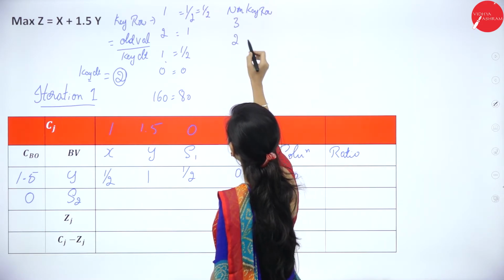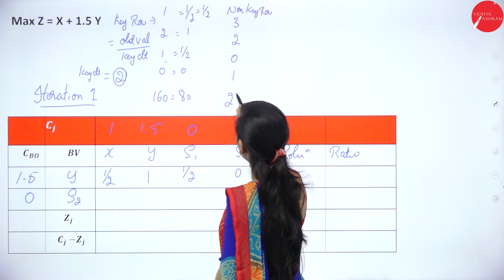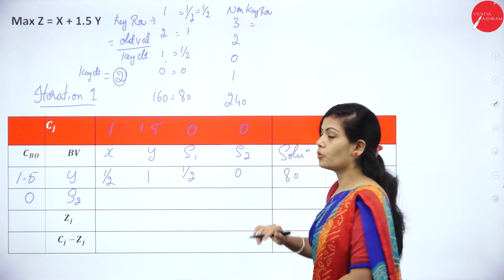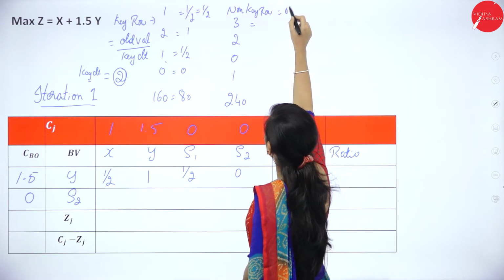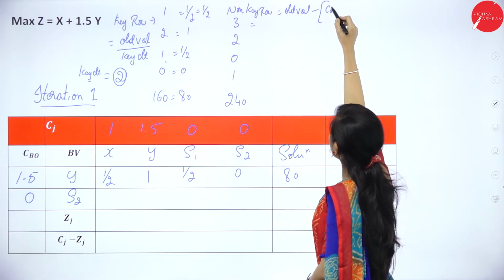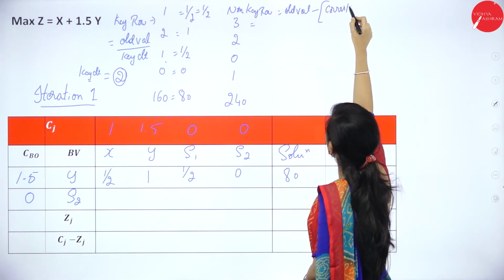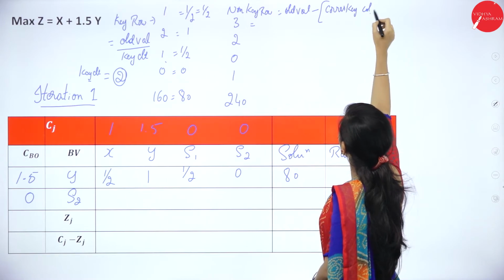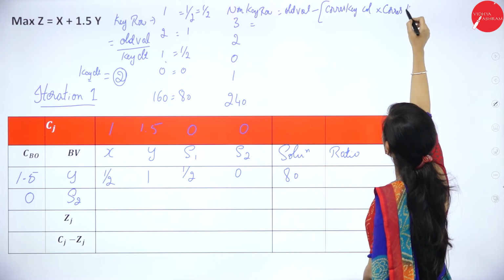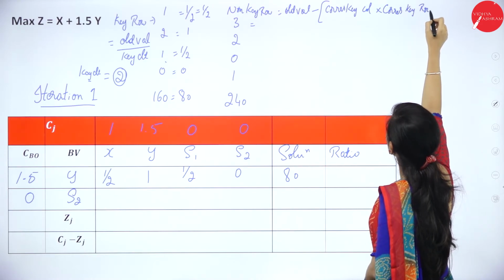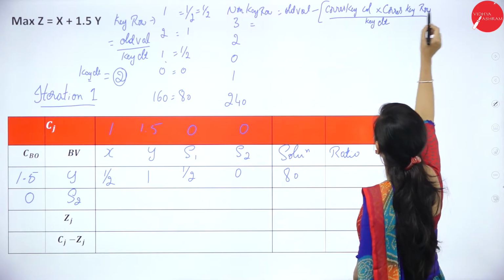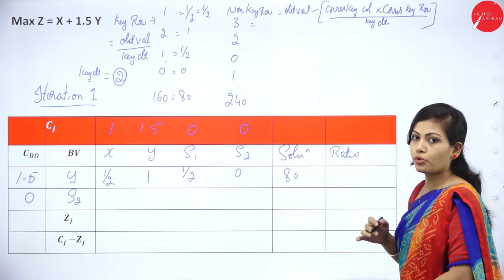3, 2, 0, 1, 2, 40. So what is the formula for finding the non-key row? Old value minus corresponding key column into corresponding key row divided by key element. So this is the formula for finding the non-key row values.